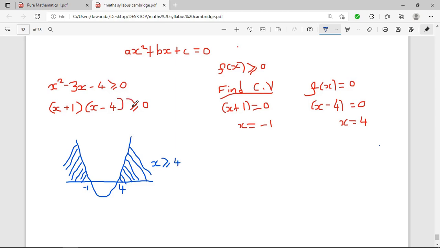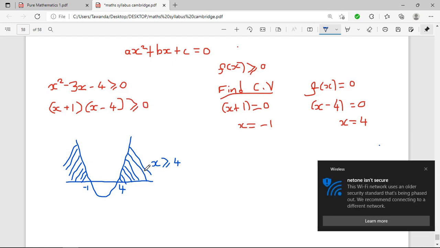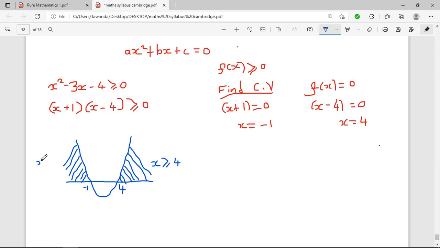If we are given greater or equal to, make sure you are using greater or equal to. But if it is less than or greater than, we just put the strict sign. Also here, x is less or equal to minus 1. So these are the two regions.